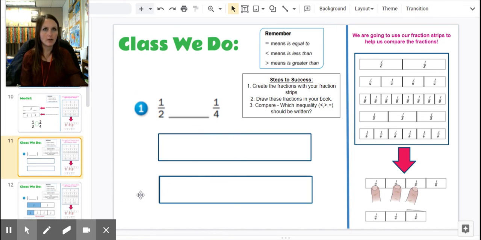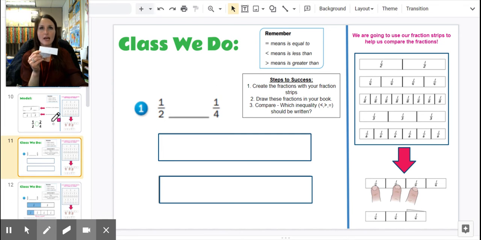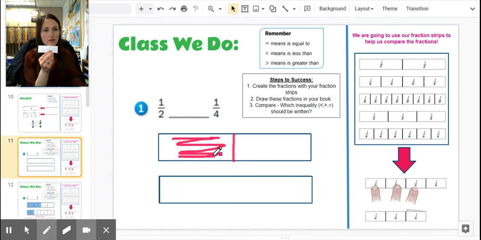Let's try this one. This is what it looks like in your book. This is 1/2, but this right here is 1/4. This doesn't say 2/4 like my model did. This is 1/2 again, so you can draw that on here. Here's half and here's half. So I'm just going to color in this part. This is the half.